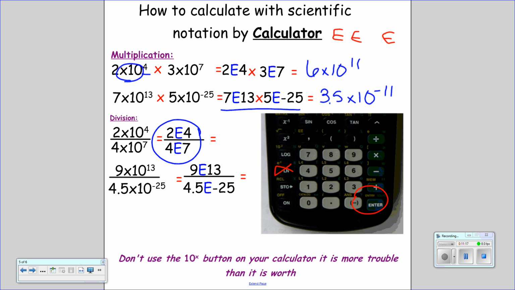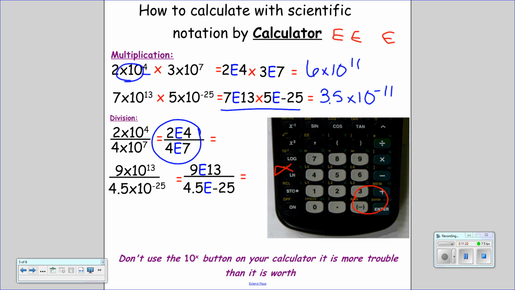Division. You're going to do 2, second, E, 4, times 4, second, E7, equals, and that'll give you 5 times 10 to the negative 4th. Okay?